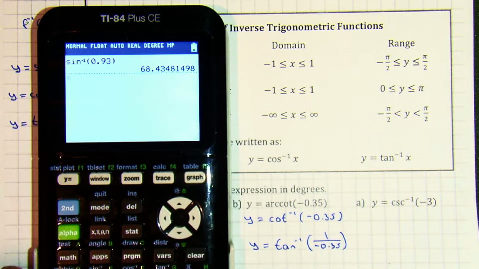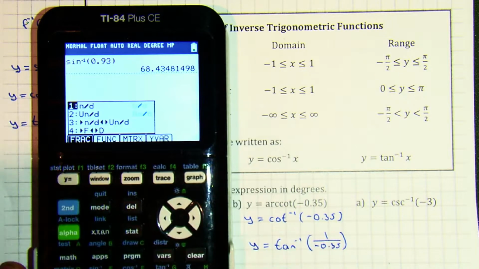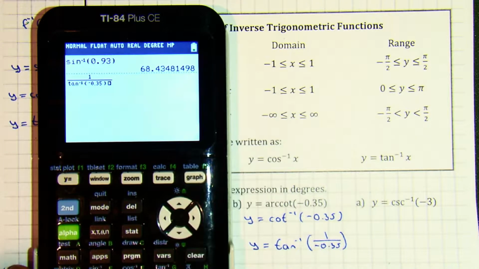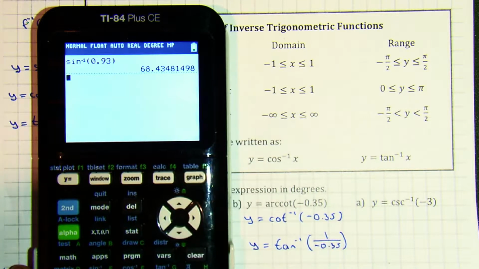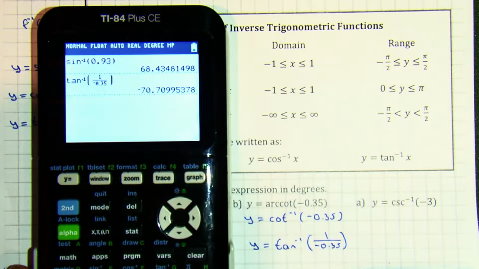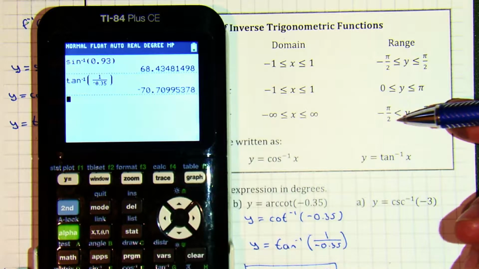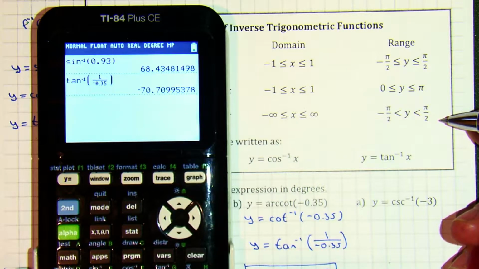The most common mistake that people make is that they write it down as 1 over tangent inverse of negative 0.35, and that is incorrect. You want to make sure that you type in your inverse tangent, then your fraction, 1 over negative 0.35. And that gives you y equals negative 70.7 degrees. Remember, your tangent is going to give you from negative pi over 2 to pi over 2, from negative 90 degrees to positive 90 degrees.